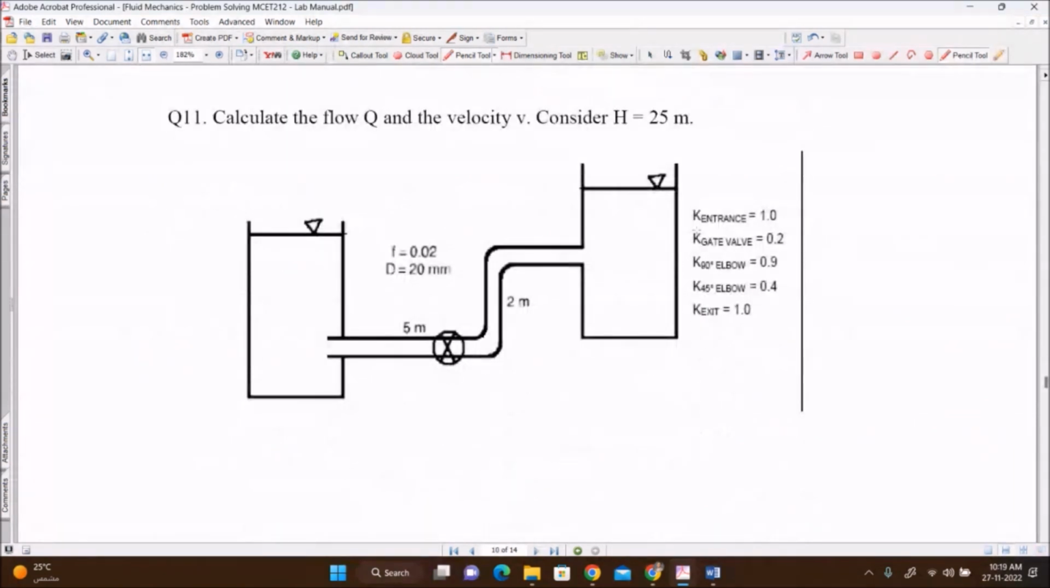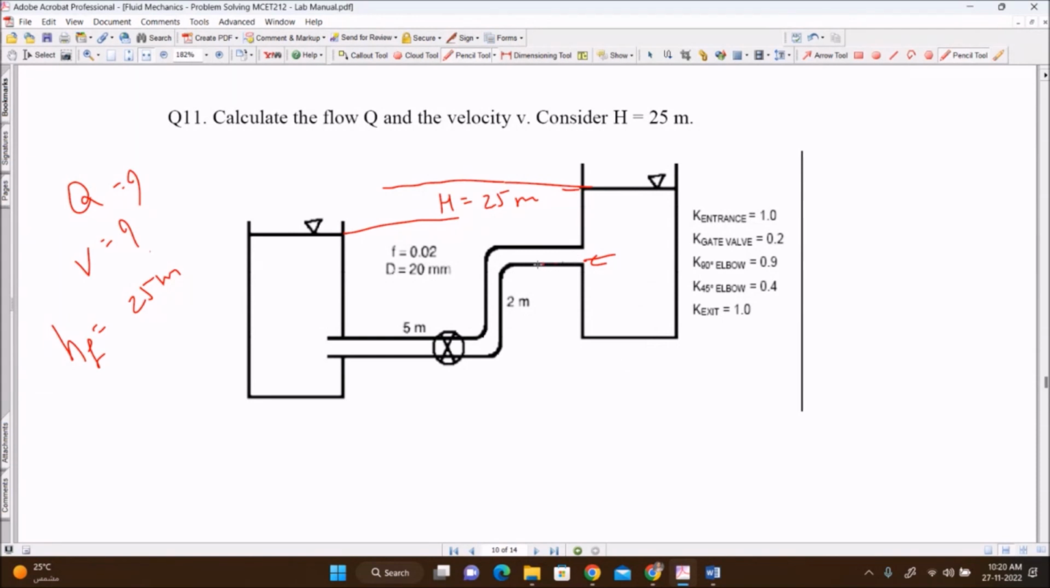Now next, let's calculate the flow Q. Q is asked through this pipe, or the velocity V is asked. Consider H. Where is H? It is nothing but the height level of the water, 25 meter. This is the head loss. So HF, or the height, is given as 25 meter. Since this is high, water will flow like this.